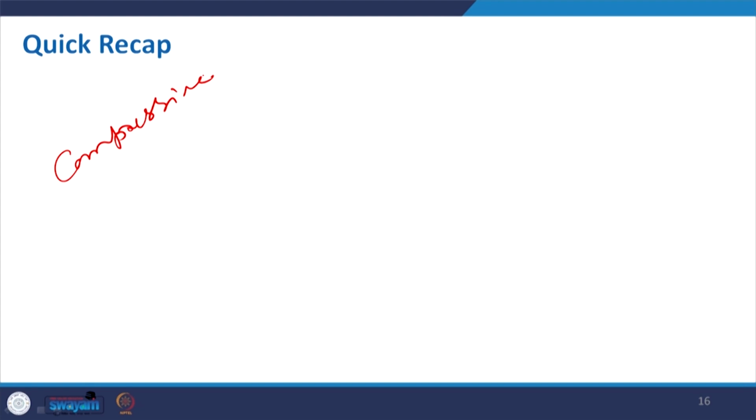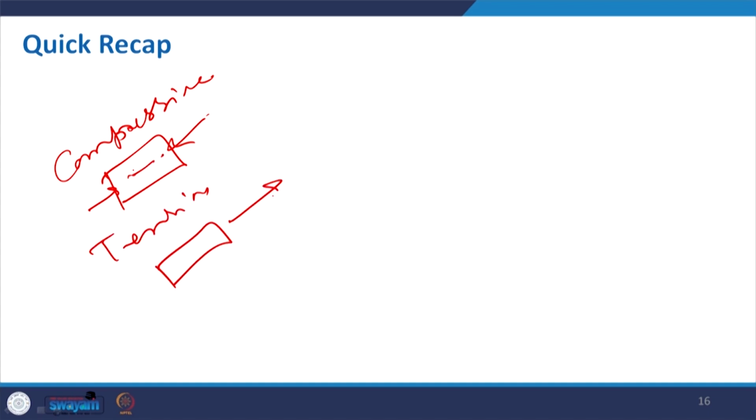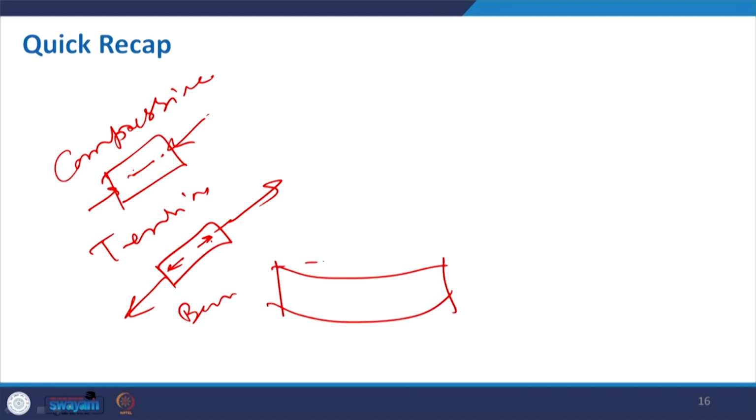So, in a quick recap of what we have understood: one is compression, when we press it, so the particles come closer to each other. Then we have tension, where we just pull it, and the particles go away from each other. Then we have bending. So, in bending, what happens? Applying load, this was the original position. This portion shortens, so it is compression like this, and the bottom part is in tension.